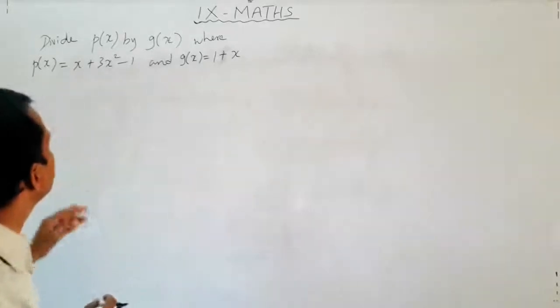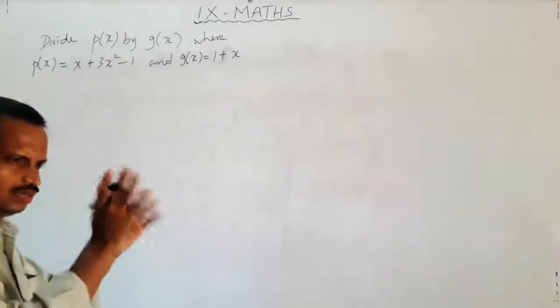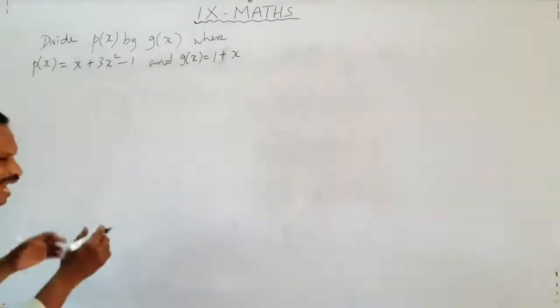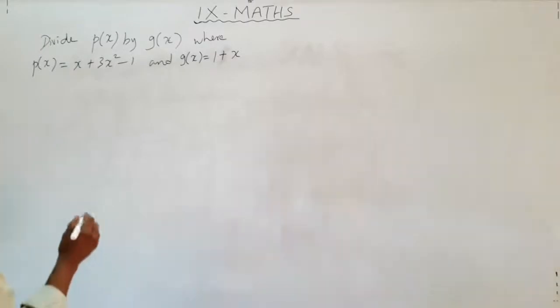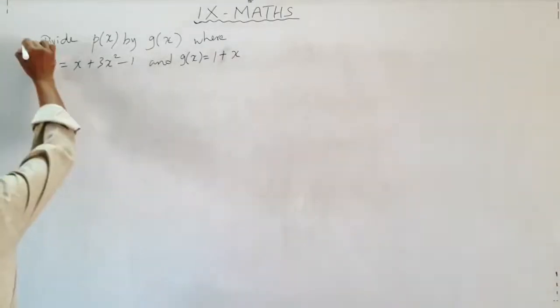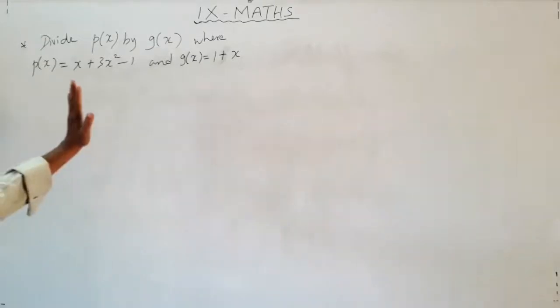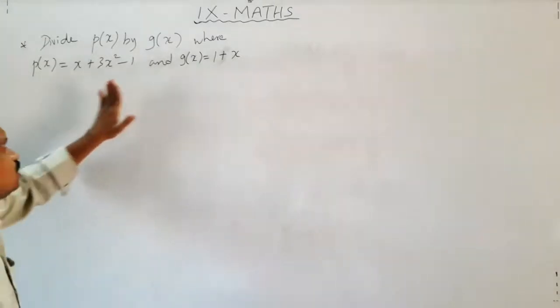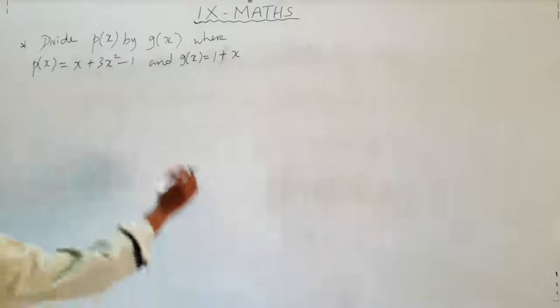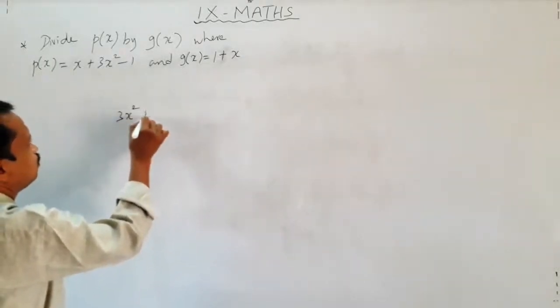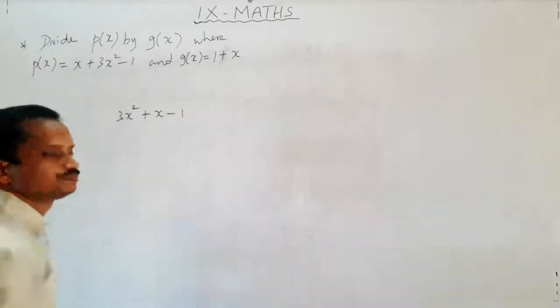So when we divide p of x by g of x, we have to divide bigger by smaller. So what we do? This is an actual division. You see what we are doing. From here we have to take, clear? Divide p of x by g of x, where p of x is given and g of x is also given. So here we have to take 3x square plus x minus 1.